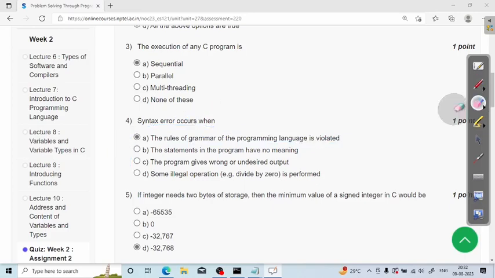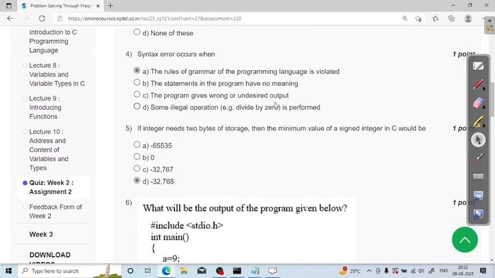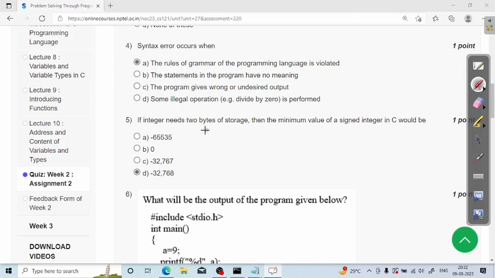Okay, now let's go to the next question. The next question is quite interesting. It says if an integer needs 2 bytes of storage, the minimum value of a signed integer in C would be. For this the answer is minus 32768.